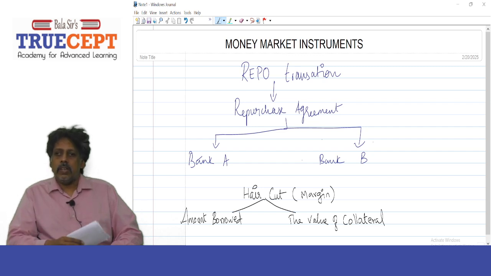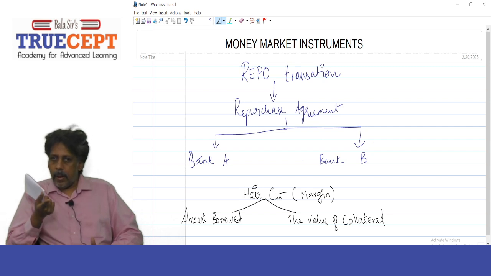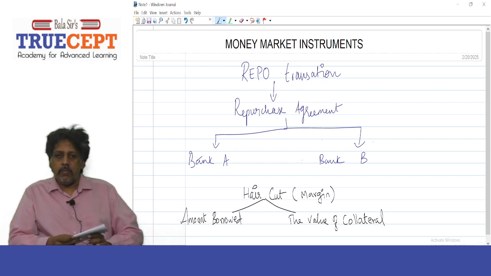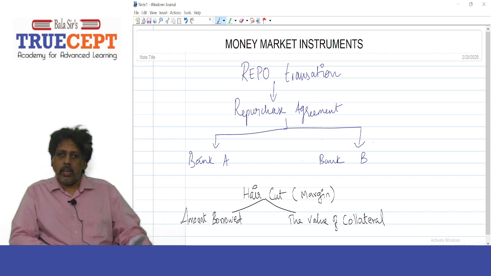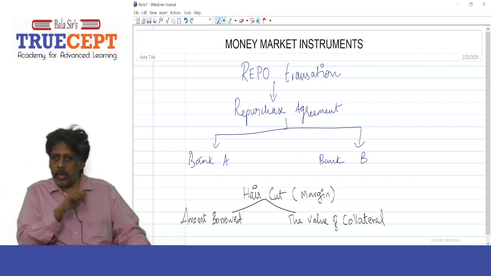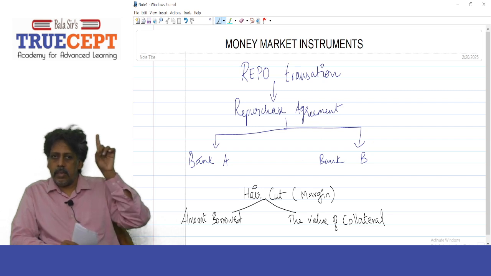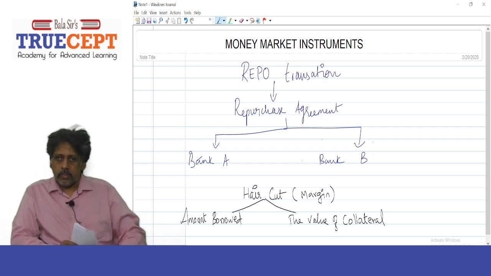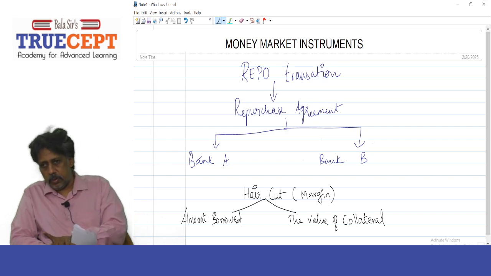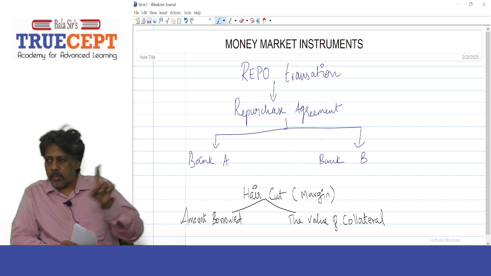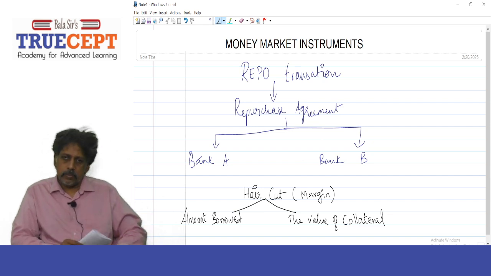Even though the investments are worth rupees 1 lakh, banker B reduces 2%. What is the reason? Suppose bank A fails to repay the loan in 30 days' time, banker B can sell these investments for rupees 1 lakh and at least recover rupees 2,000. Loan given is 98,000, recovered 1 lakh, net 2,000 return. And that is the reason bank B charges something called a haircut. That is the margin charged by the banker for giving this loan.